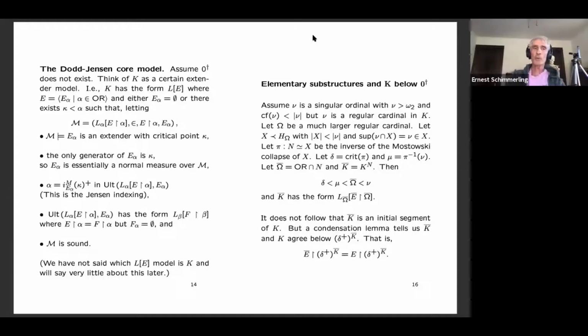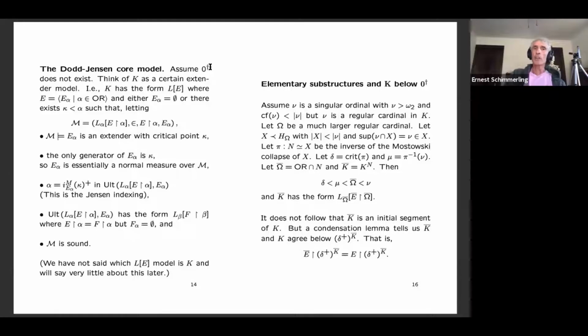So each of the extenders is either trivial, which I'm going to say is empty, or there exists some kappa. So when I say extender, what do I really mean? There's some kappa less than alpha, so that if you look at the structure, calling it M, where you take the universe of L of E constructed up to stage alpha, together with membership, together with the predicate that you used to build K up to alpha, together with this E alpha that we're adding at stage alpha, the thing we're adding looks like an extender with critical point kappa at that point. That's not to say that it really is. It just looks like one locally.